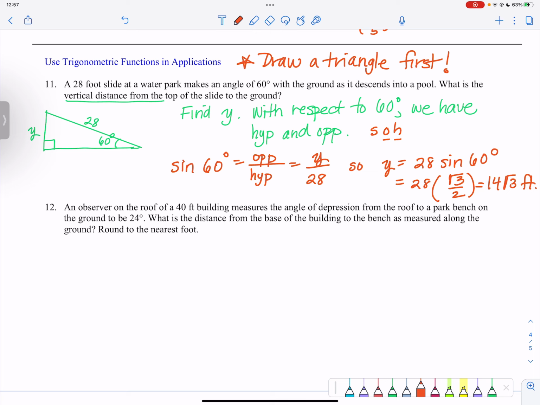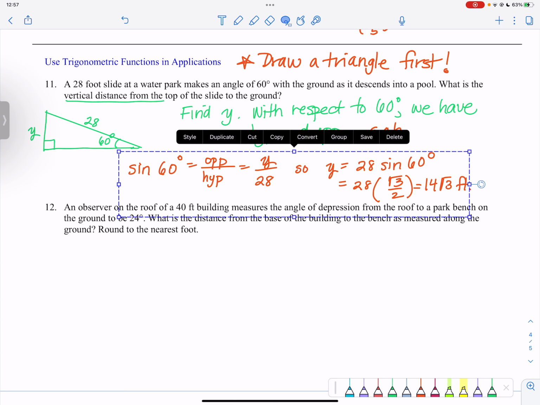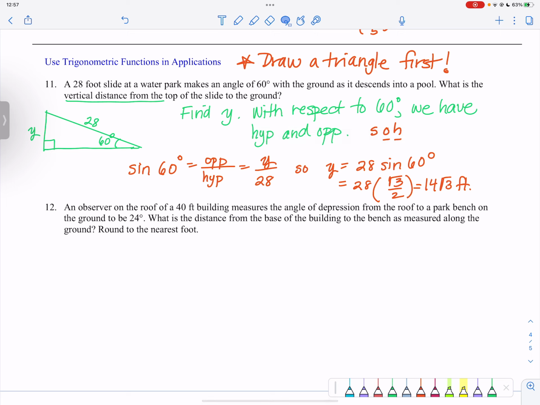Now, you can also put that in your calculator and get an approximate value. Move this over a little bit, maybe make it a little bit smaller, which is about equal to, and if you put 14 multiplied by root 3, you'll get about 24 feet.